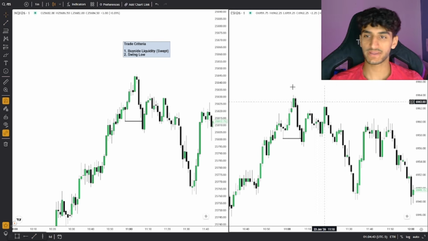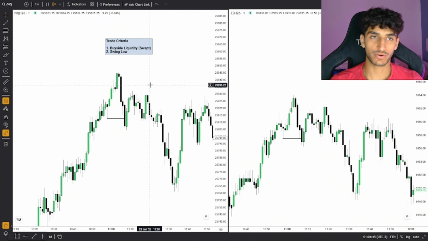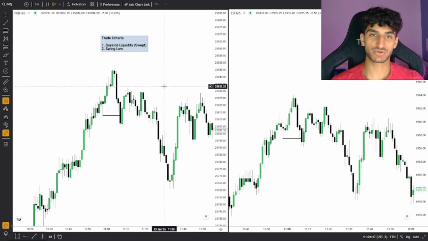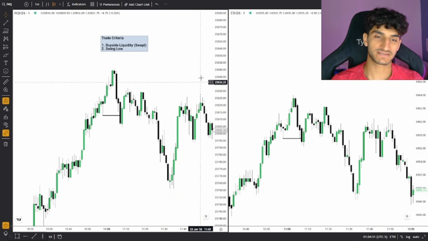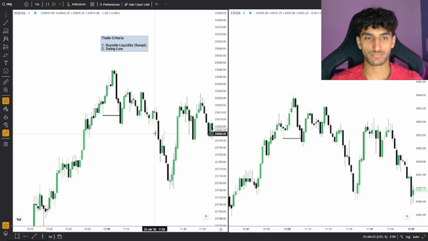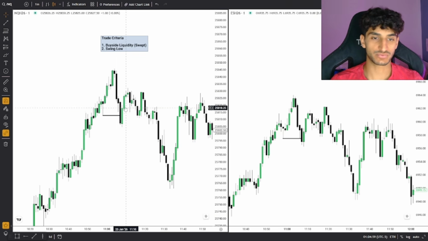Now why am I looking at S&P when I'm only going to take the trade on NQ? Well, the reason being is because both assets must be correlating. And what I mean by correlating is that both assets are supposed to be showing me the same price action and the same price movement. This pretty much tells me that there should be no manipulation and that price is going to be willing to go to the downside.